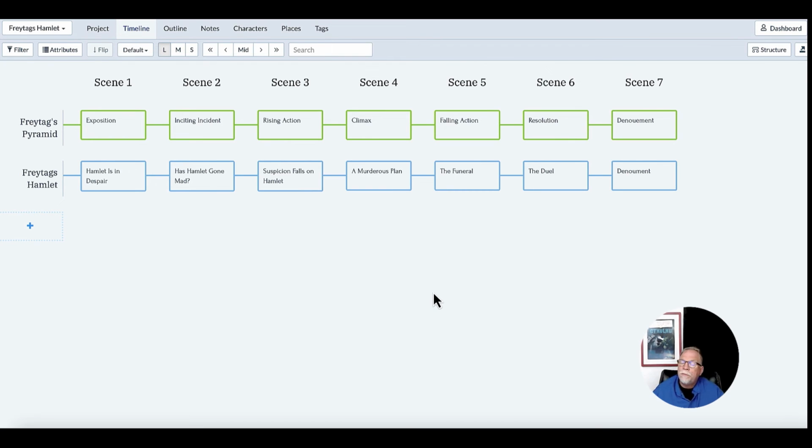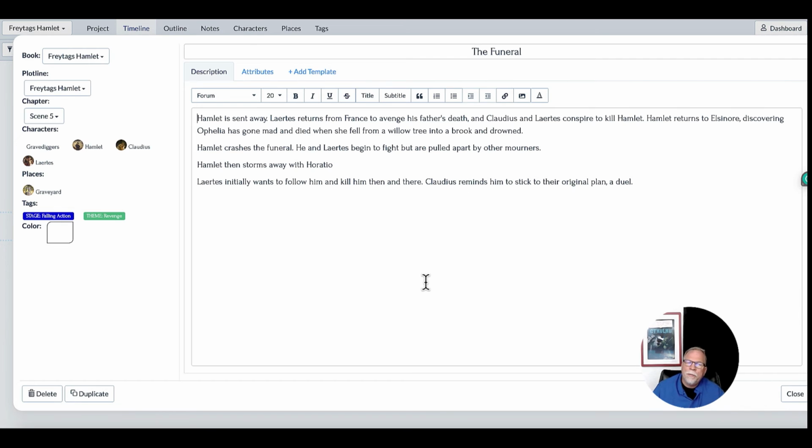As we move into the following action, we see a funeral. Hamlet has been sent away. His friend, Polonius' son, Laertes, returns from France and finds his father dead and resolves to avenge his death. Claudius and Laertes conspire to kill Hamlet.